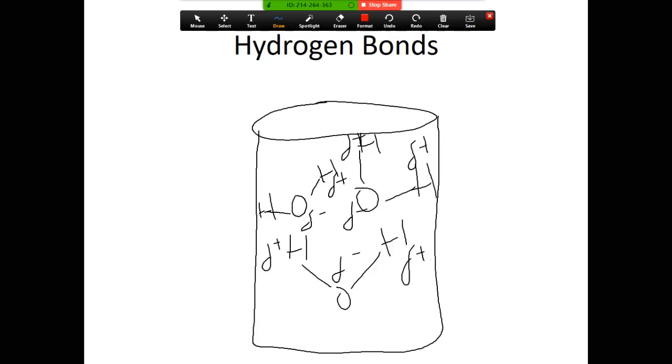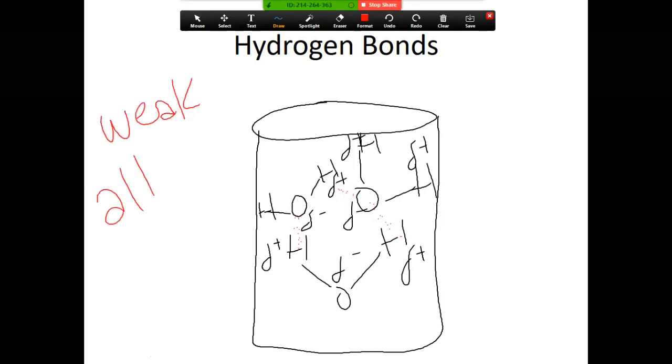Okay, so what I'm actually going to see, I'm going to draw a little dotted line here. Okay, and here. Trying to make sure you guys can see that. Okay, so I'm drawing some dotted lines in between these oxygens and the hydrogens because that's exactly what happens. A hydrogen bond is not technically a chemical bond, so to speak. It is actually more of a weak attraction.